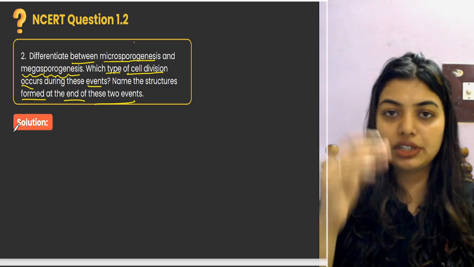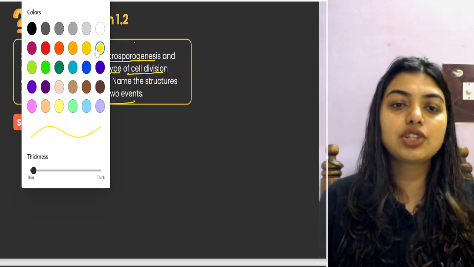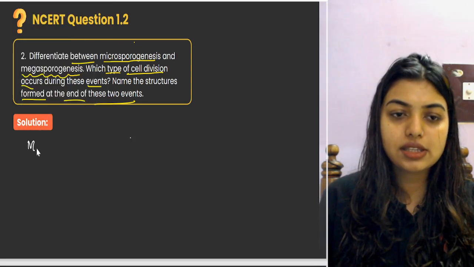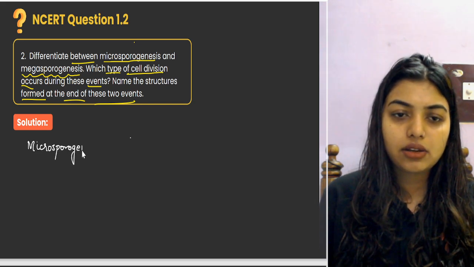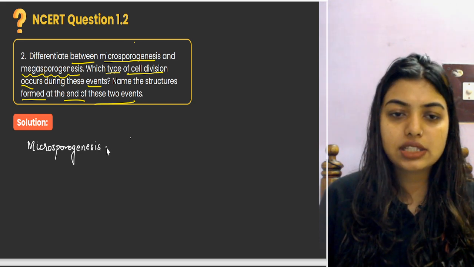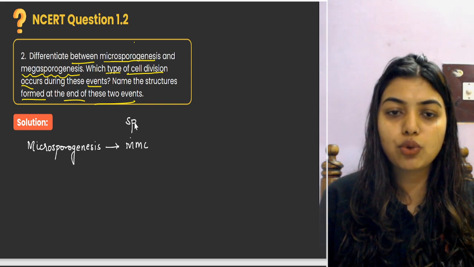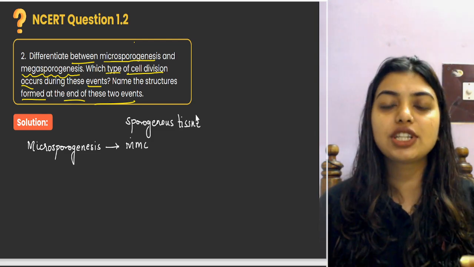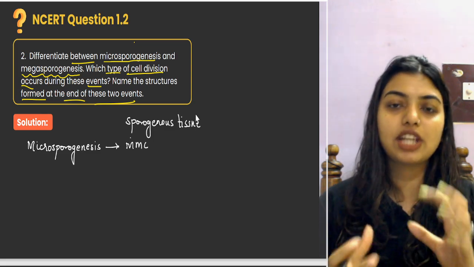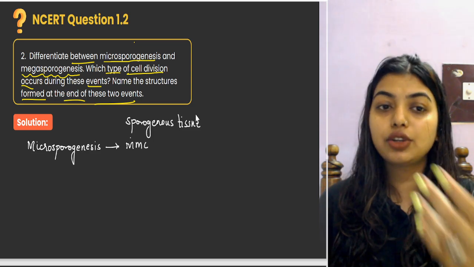The first question: we are going to divide it part by part. Differentiate between microsporogenesis and megasporogenesis. Microsporogenesis, students, is the process by which the microspore mother cells, or we can also say the sporogenous tissue, okay. Sporogenous tissue is the tissue present in the microsporangium, a special type of tissue that will undergo meiosis. Those students who don't know sporogenous tissue, you have to go watch my lecture. So the second question of this statement is also answered.